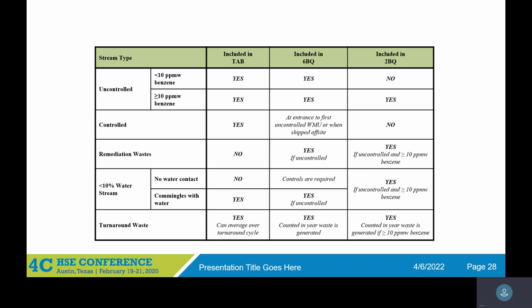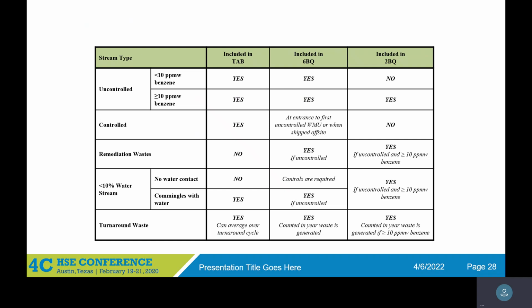All right, so we're gonna play with some scenarios. Now that we have decided we have a cut, I'm going to give you information about these streams, and you are going to tell me how you would calculate the time, the 2BQ, and the 6BQ. So I just need A plus B plus C plus D, whatever it is. Okay? So write this down.